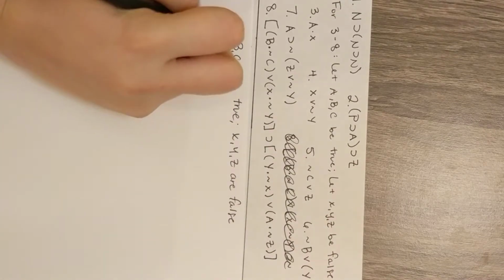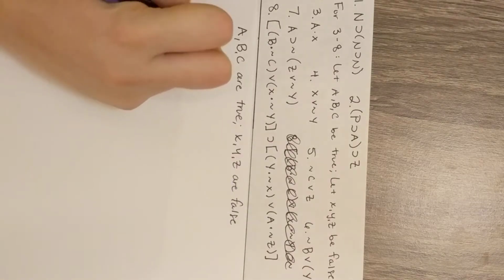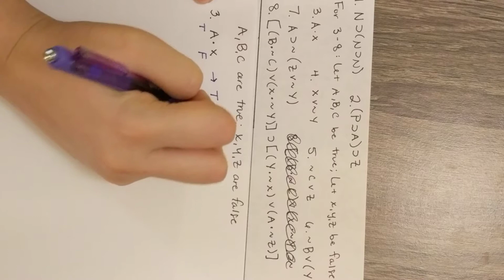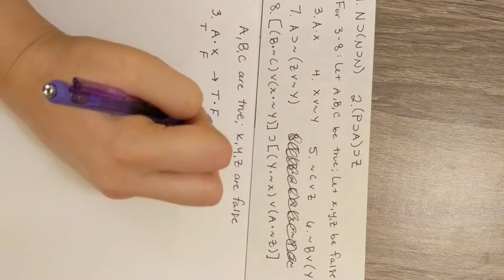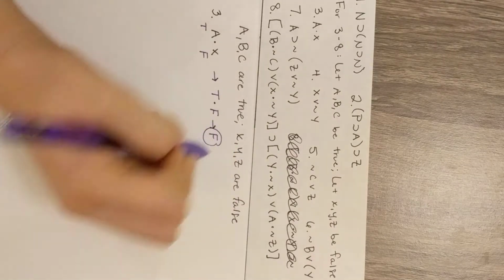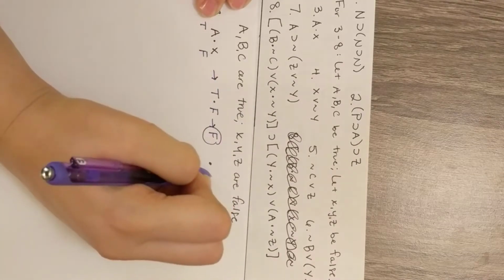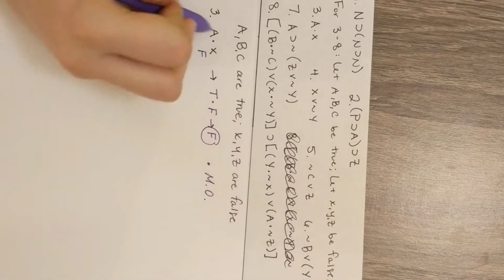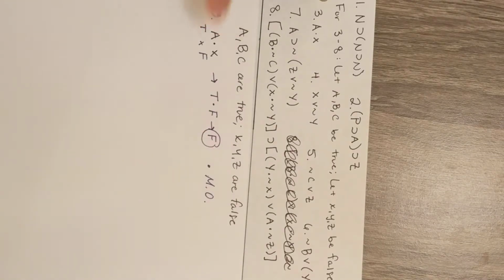So number 3, I have A and X. So A is true, X is false. So this translates to say true and false. So you can't be true and false at the same time, so this is false. And since we only had one operator, the dot was the main operator. And so in the homework, it wanted you to write T and F and then put an X under the main operator.